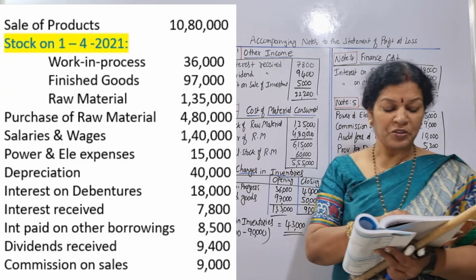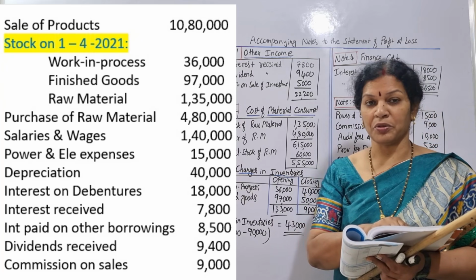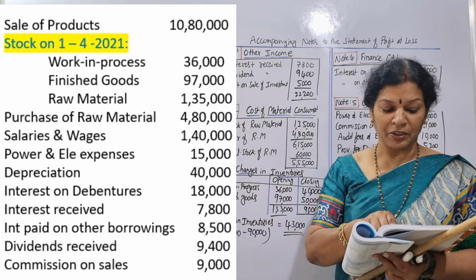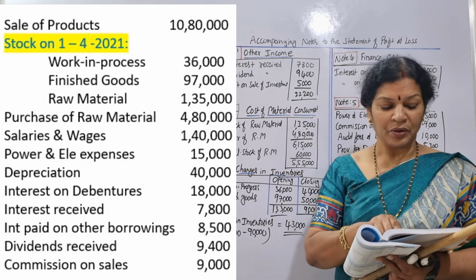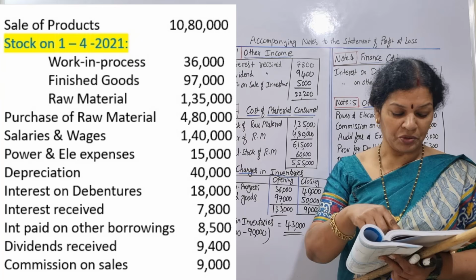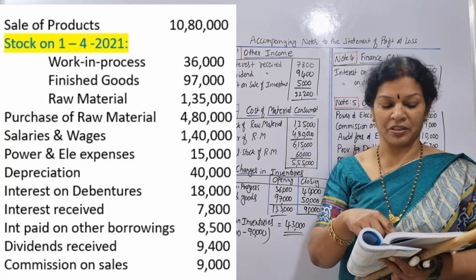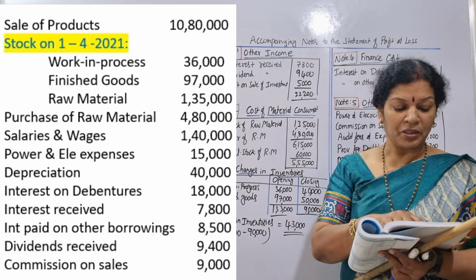Now next one, purchase of raw material. Purchase of raw material means cost of material consumed. There it comes. First we'll take the raw material 1,35,000, add purchase of material 4,80,000. At the end of the problem it is given finished goods, that is stock, raw material 60,000. The 60,000 will be deducted. Next, after that, purchase of raw material, this is over.